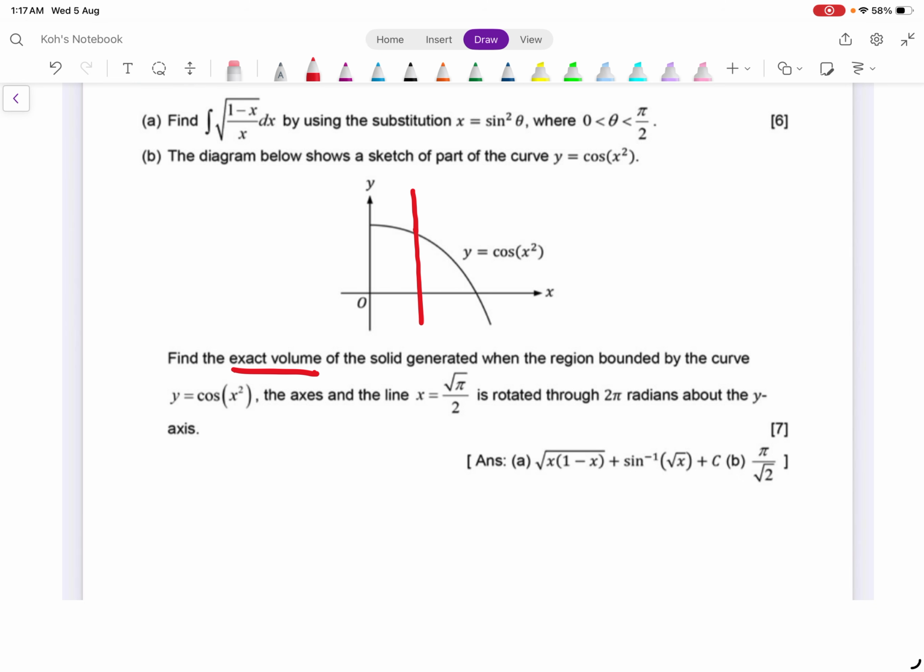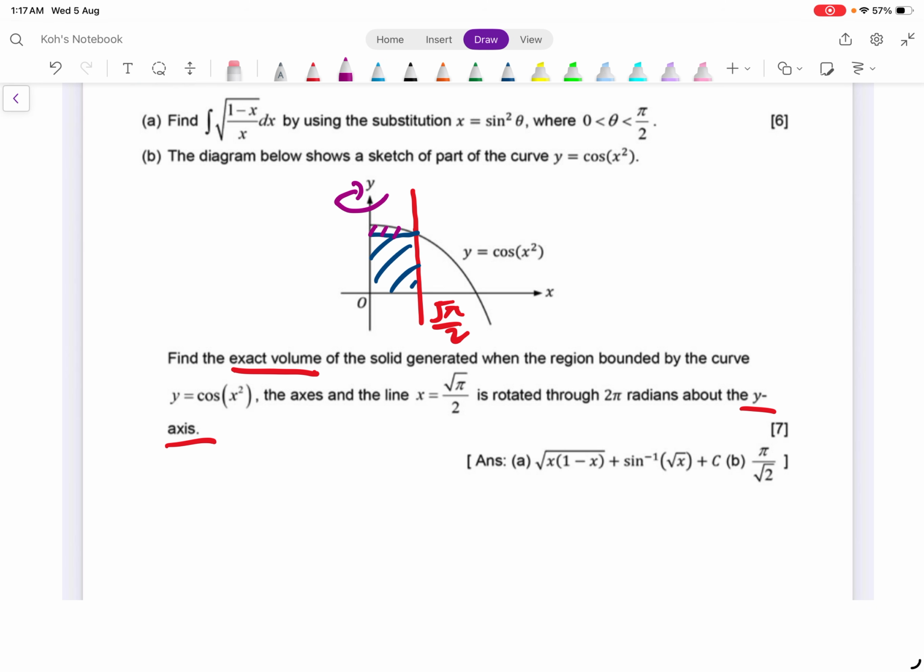this curve, the axes, meaning the y and x-axis, and the line x equals square root pi over 2, is rotated 2 pi about the y-axis. So if I shade the region, it should be like that. This is the first region. Then the second region is around here. So I'm going to rotate about the y-axis for 360 degrees.